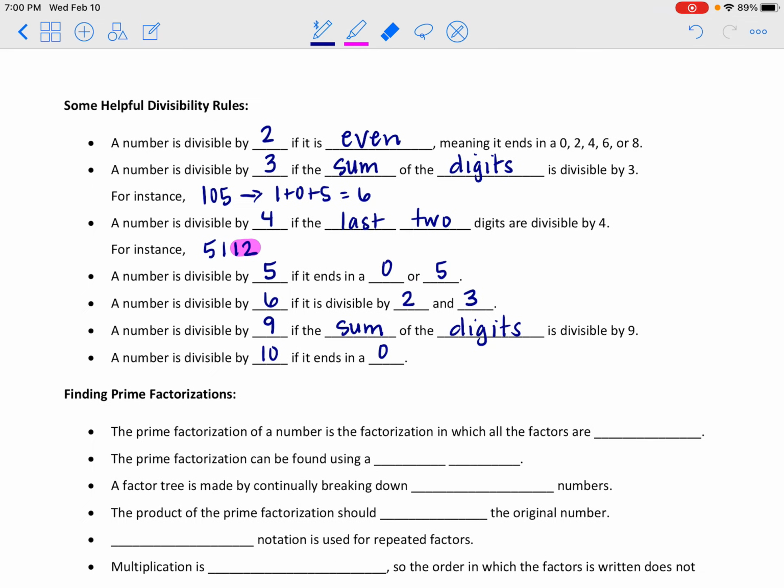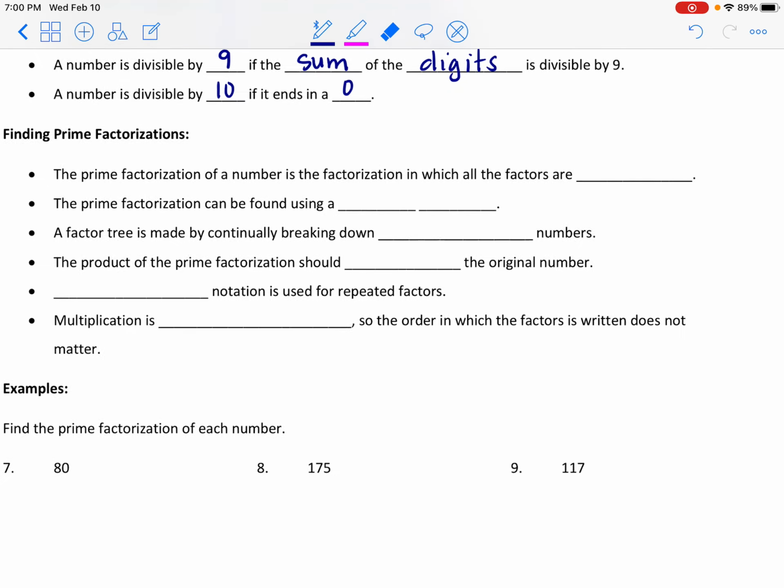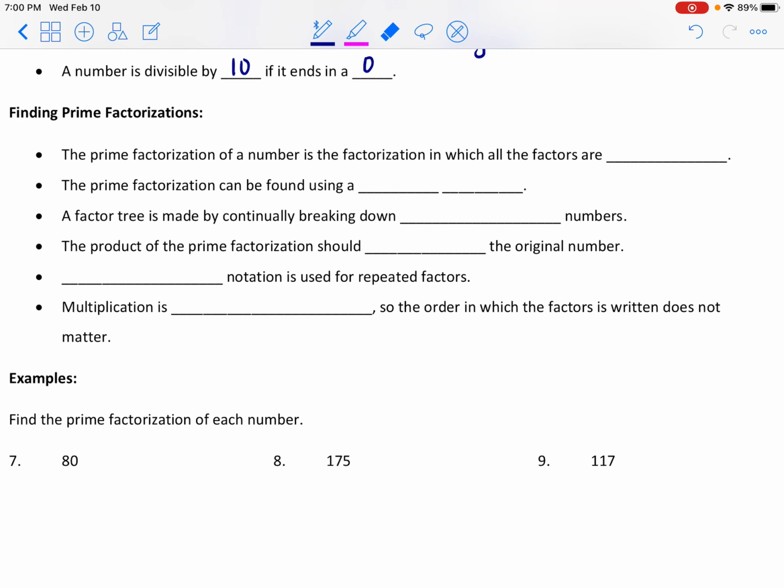And they're helpful not just in dividing numbers, but in doing something called finding the prime factorization of a number. So the prime factorization of a number is a factorization. That means we have numbers that we could multiply to produce our number. Like, remember, we said that 3 times 4 equals 12. We called that a factorization of 12.